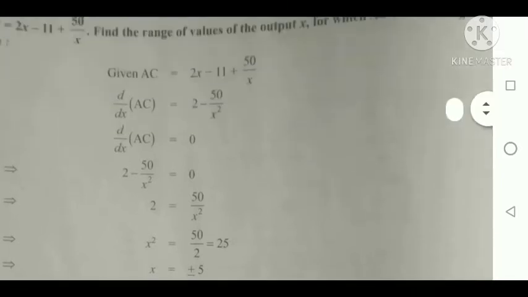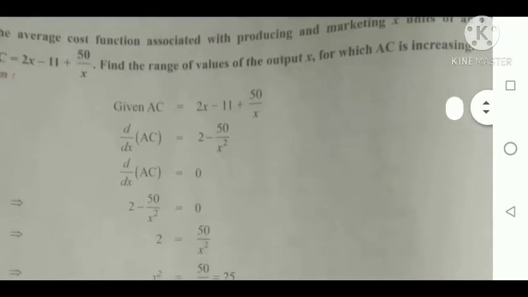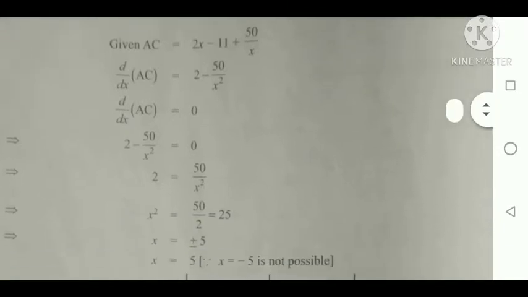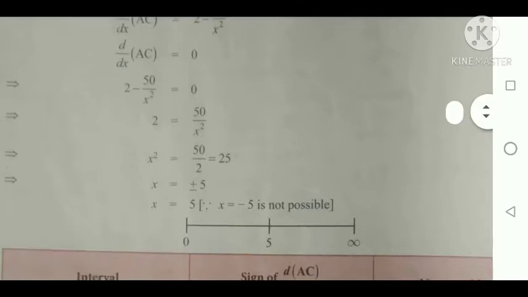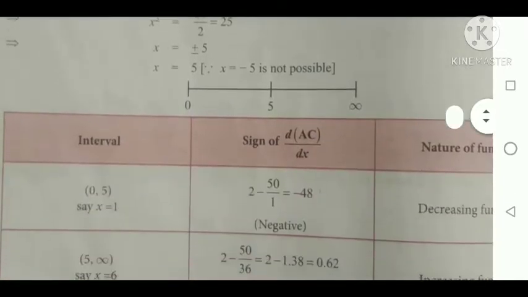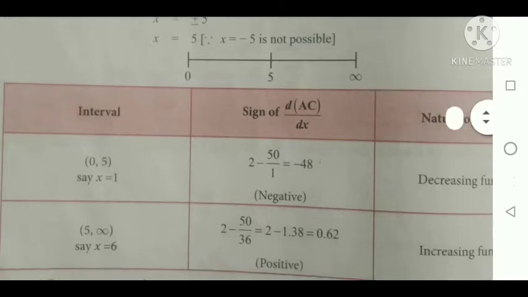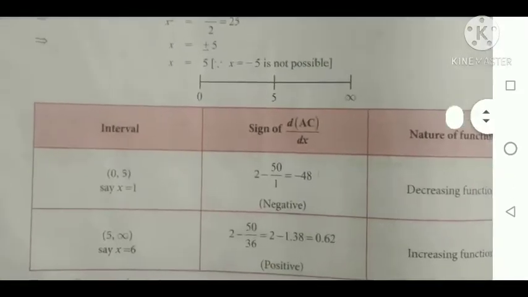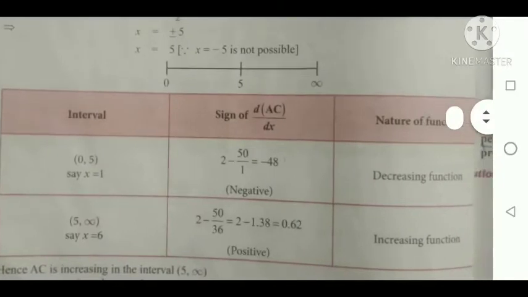So the first step here is to differentiate the average cost and put the derivative equal to 0 in order to find the value of x. After finding the value of x, we find the limits: if x equal to 5, it lies between 0 to 5 or more than 5. More than 5 means 5 to infinity. Now we tabulate the intervals, the sign of d by dx of AC, as well as the nature of the function.